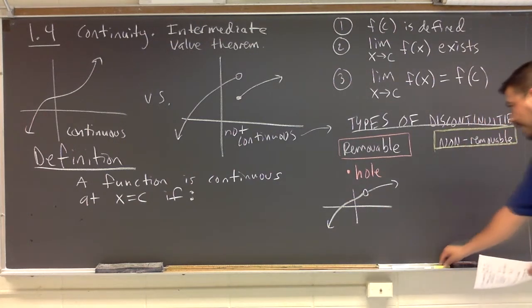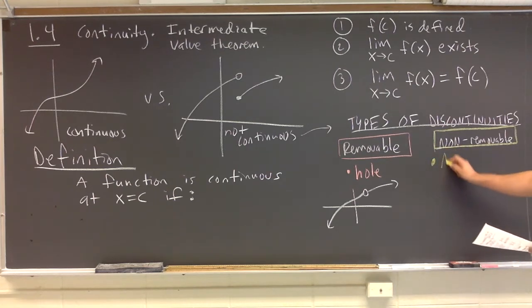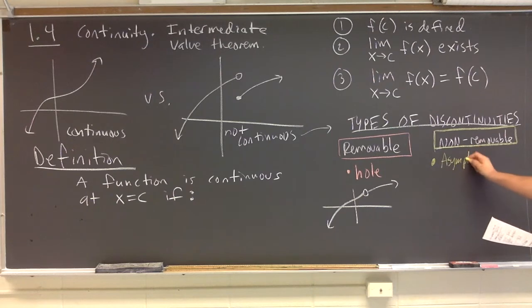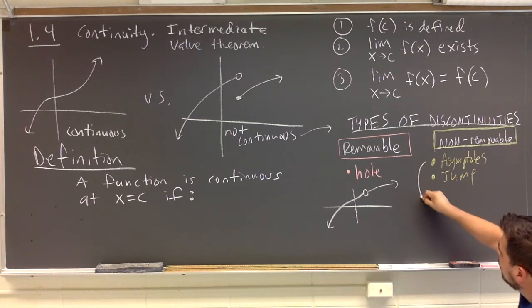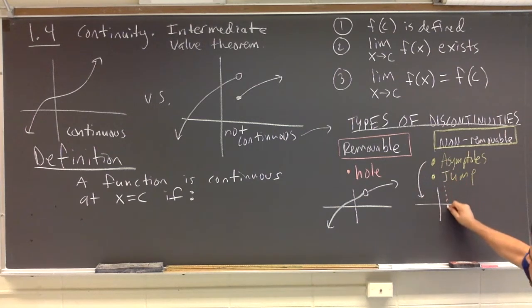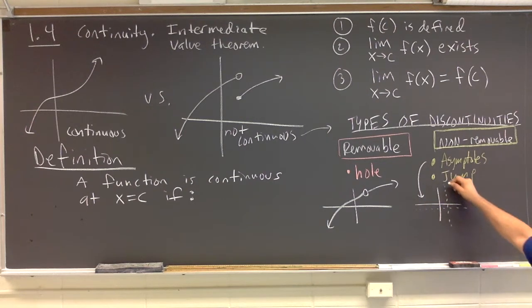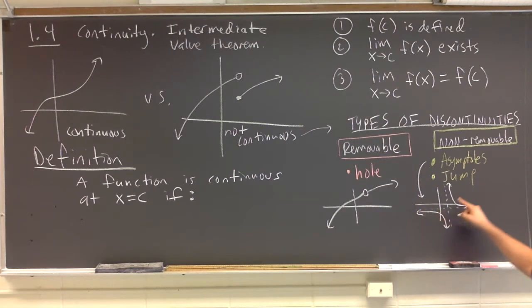And now the two types of non-removable, we have graphs that have vertical asymptotes, and then also graphs that have what we call a jump discontinuity. So graphs that have vertical asymptotes look something like this. Notice that I have to lift up my pencil to draw both parts of this graph here.